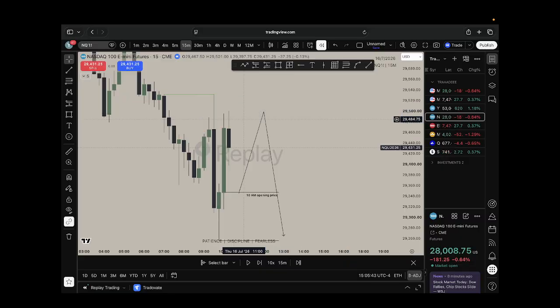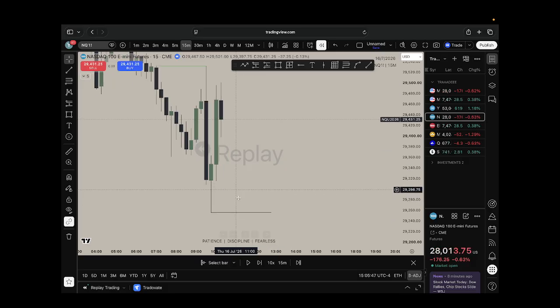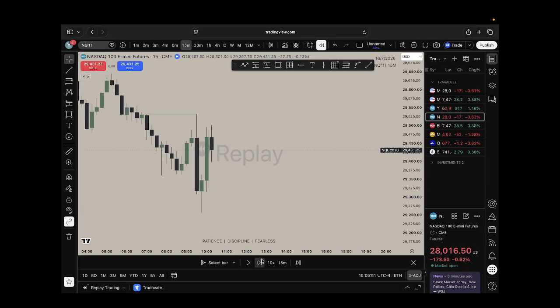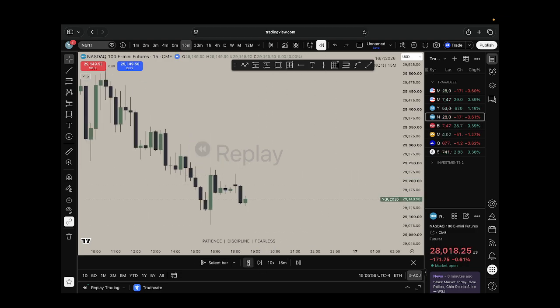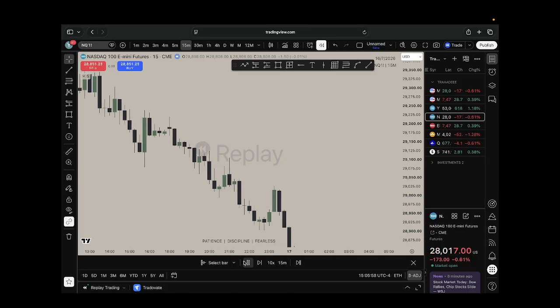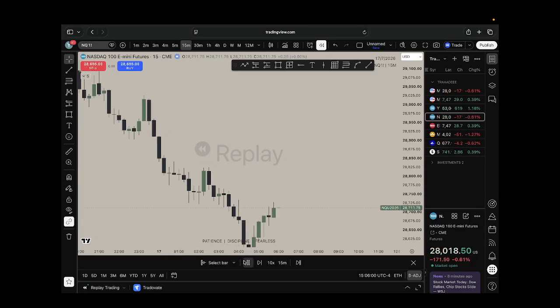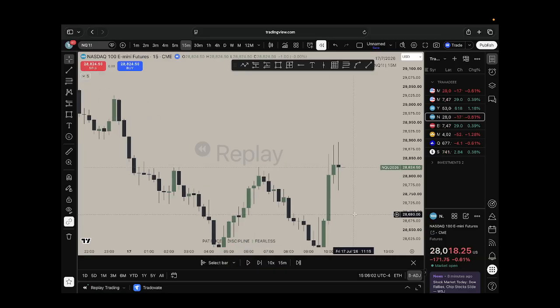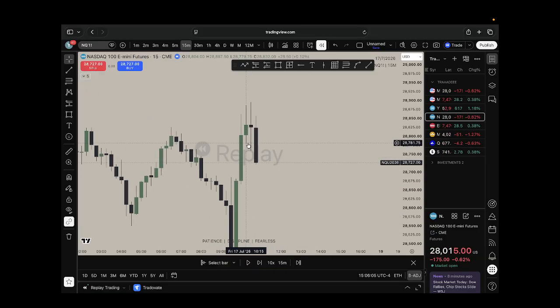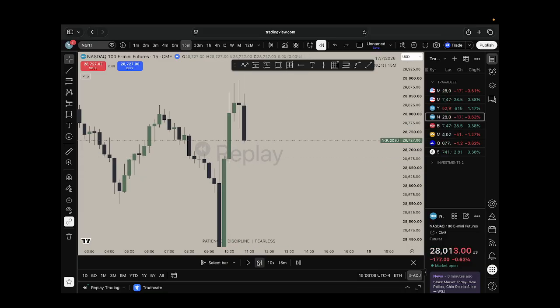So the next example that we'll go over, I believe we'll try to find a fair value gap really quick that we end up delivering from. Let's go to the next day here. Okay, right here, perfect example. Where we end up, let's see if we get down into there.